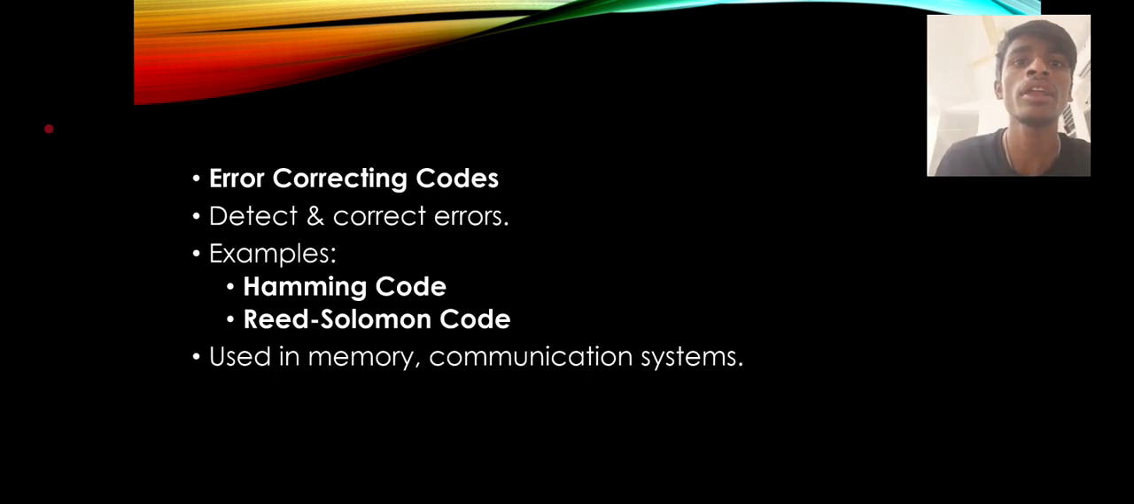Now I would tell about the error correcting codes. It detects and corrects the errors. The examples for error correcting codes are Hamming code. It is used for both error detection and error correction by adding redundant bits. Reed-Solomon code is used in memory and communication.